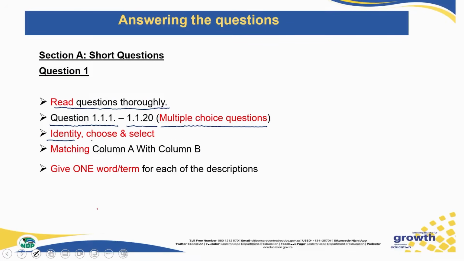Also here, you are going to identify, choose, and select. You are going to identify requirements for quality products. You are going to choose advantages for buying or renting. You are going to select guidelines.